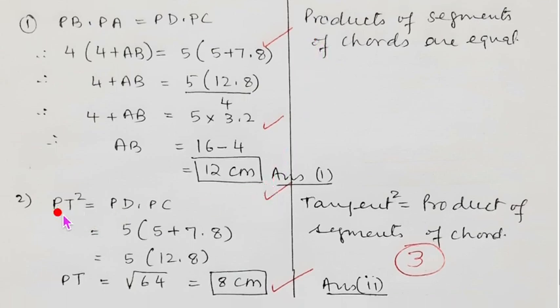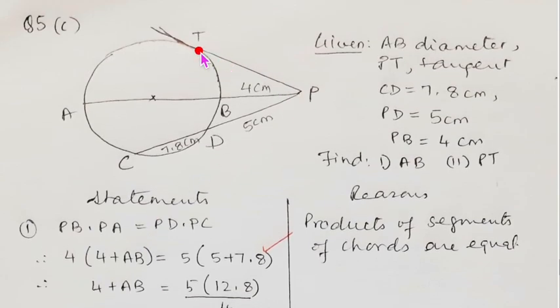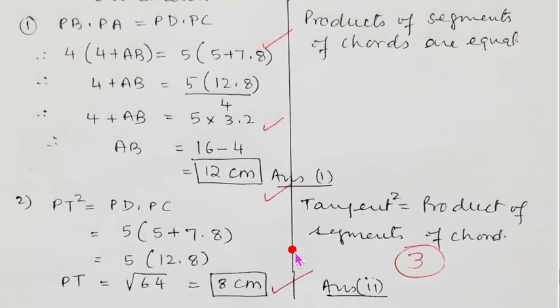And now we look at PT square. Your tangent PT square will be equal to PD into PC. And what is the reason for that? You have to know the theorems by heart. Tangent square is equal to product of segments of the chord.